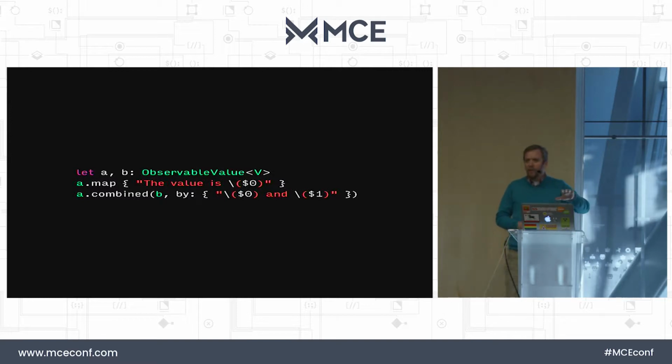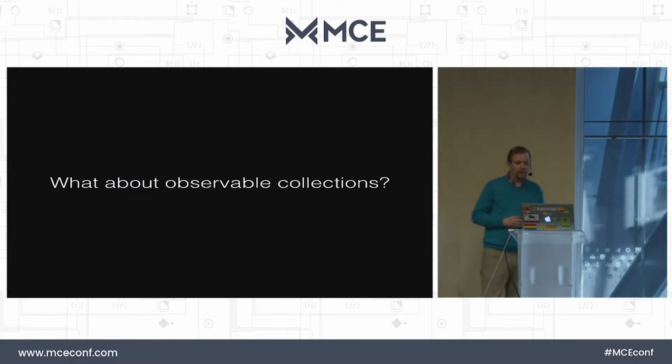Okay, so this is a general way to describe the operations on these simple values. We don't have to write a huge class every time we need to do one of these things. All right, this is fine. It's mildly interesting. It's not worth changing at all. But what about observable collections? Okay, so that is what this talk is all about.